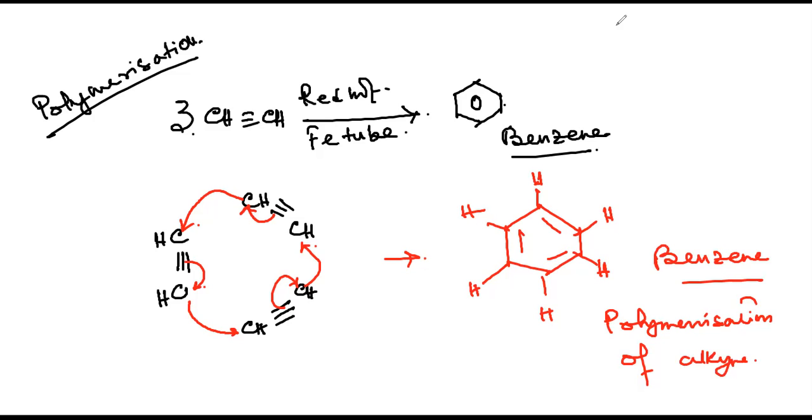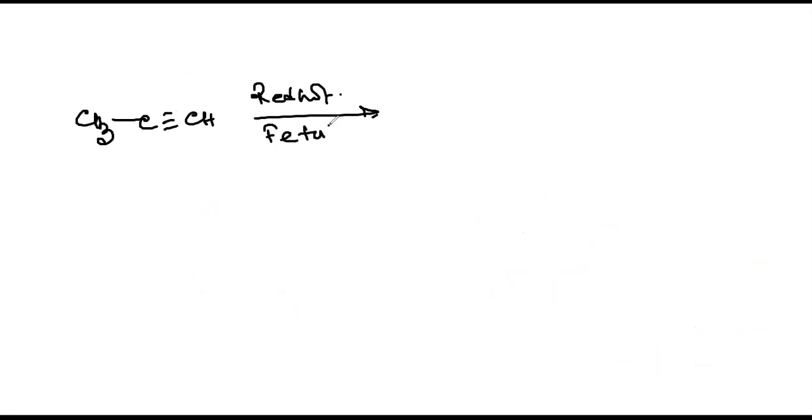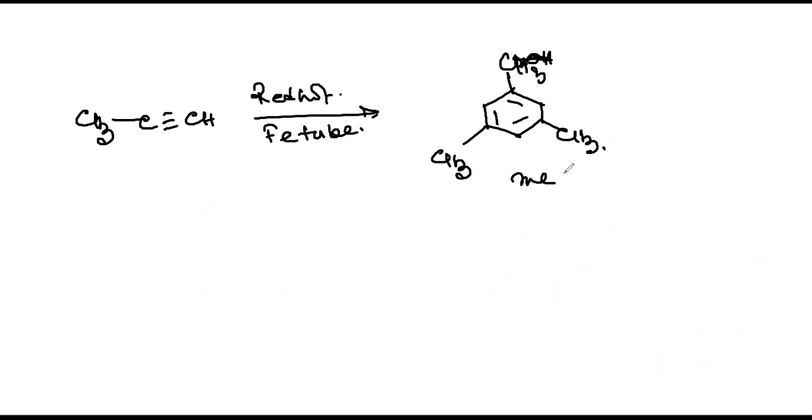As an example, you can see here CH3, C triple bond CH. You can give them a red hot iron tube. This will produce, sorry, CH3, CH3, CH3. This is known as mesitylene.